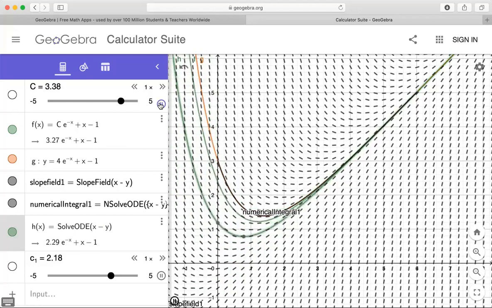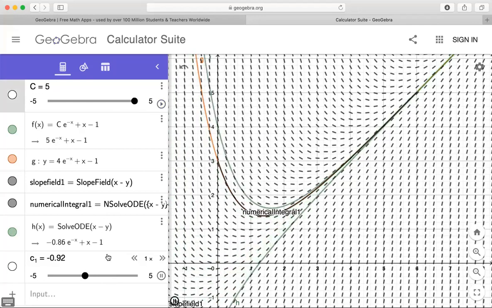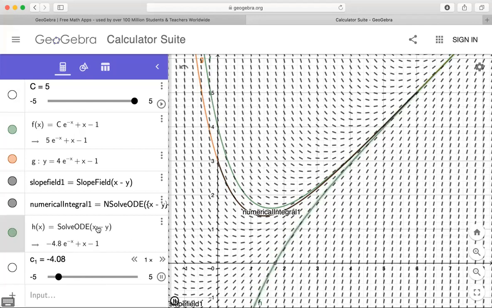Let me pause this one. There's too much stuff moving around. So let me just put that up there at 5. Yeah, so it actually solved it. It gives us the general solution. That's pretty cool. And if we were to go in here, let's see, how do I edit this now? Okay, so now instead I want to give it an initial point. So I'll give it the point 0, 3.